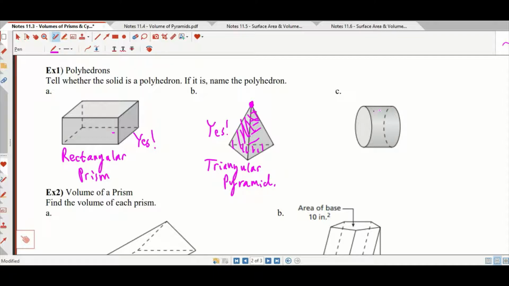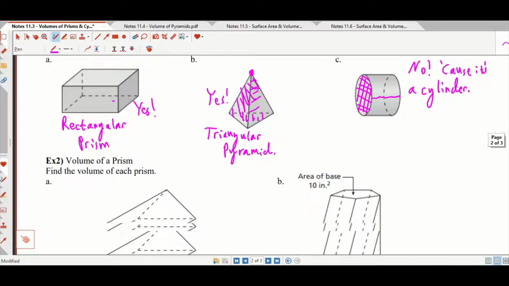As for this one, it's not a polyhedron because its faces, its bases specifically, are not polygons. Its bases are circles. So no, because it's a cylinder. Since it's a cylinder, it is not a polyhedron. For what it's worth, its lateral face is in fact a polygon. Its lateral face is a rectangle, oddly enough.